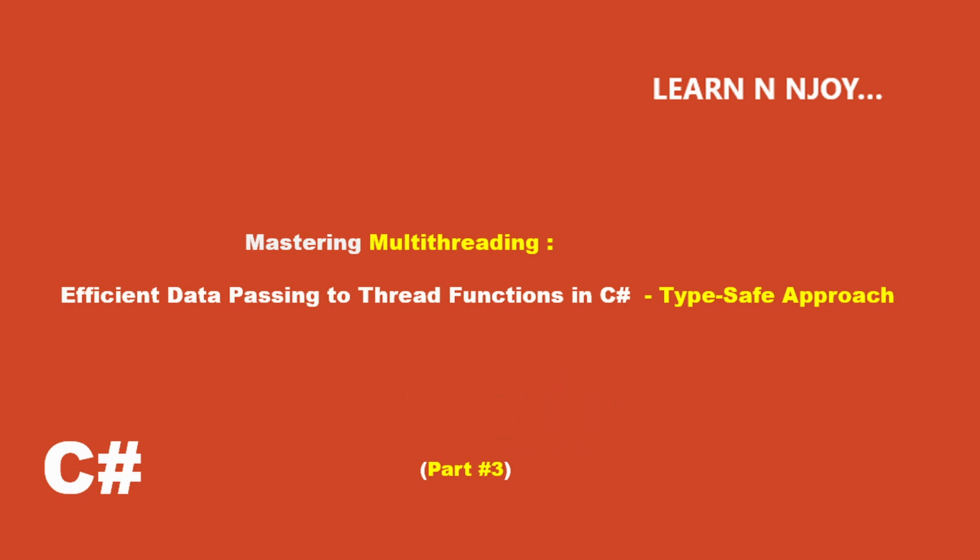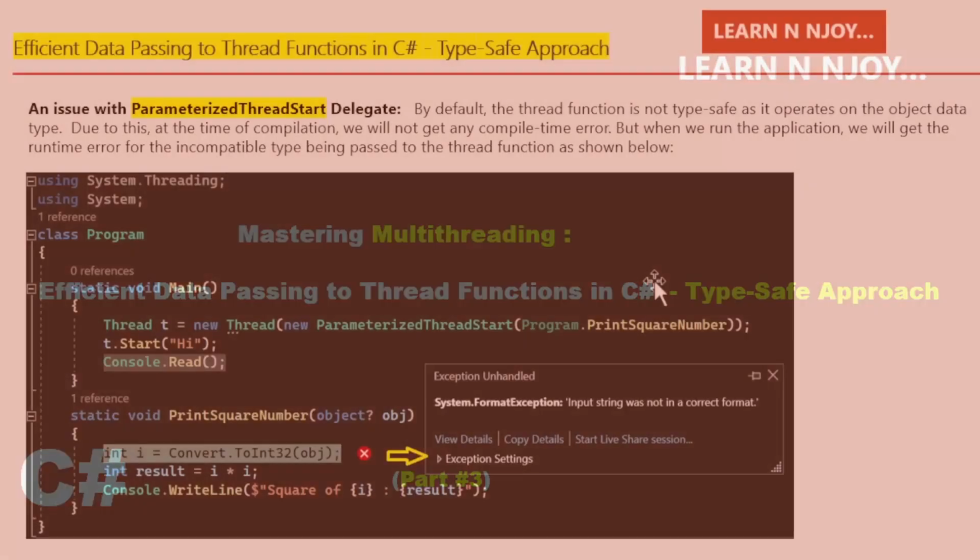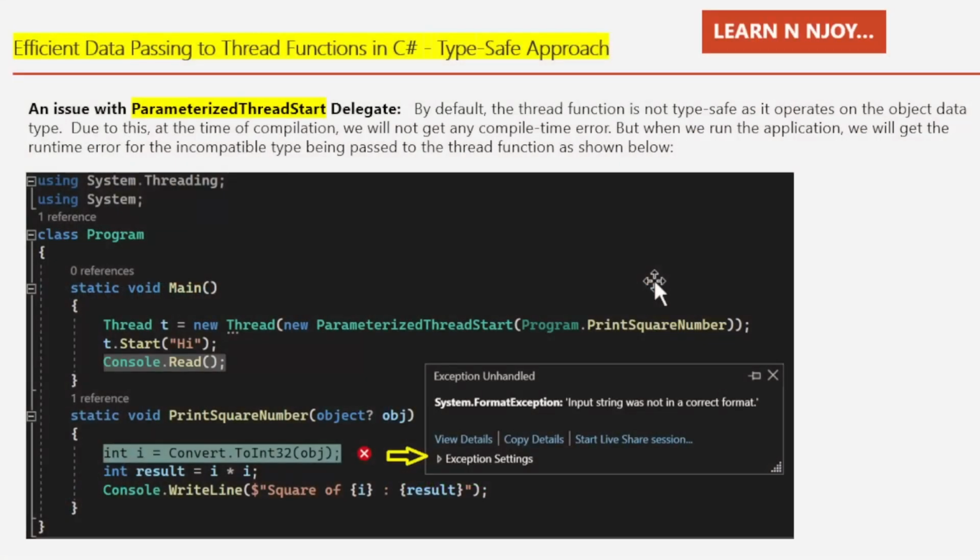Okay, without any further delay, let's get started. Efficient data passing to a thread function in C#, a type safe approach. Before having a look at how to pass data to a thread function efficiently in a type safe approach, we see the issue that we face with the ParameterizedThreadStart delegate while passing data to the thread function.